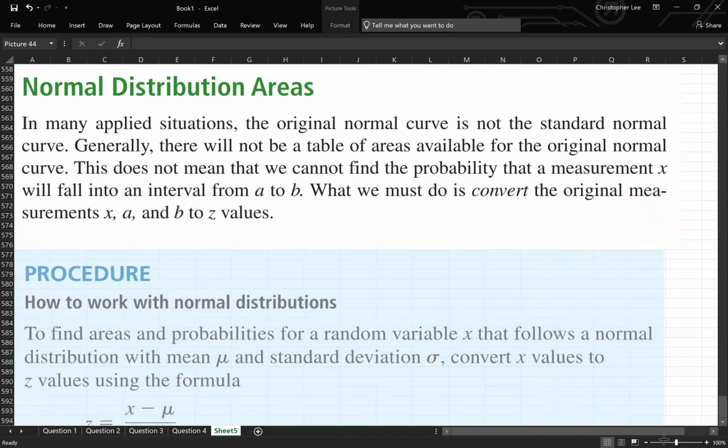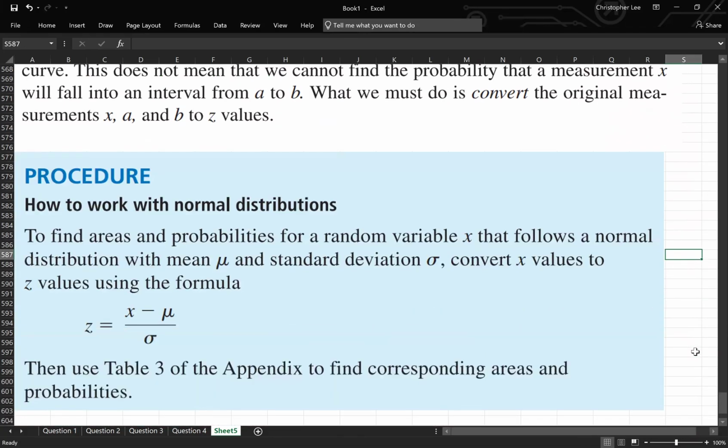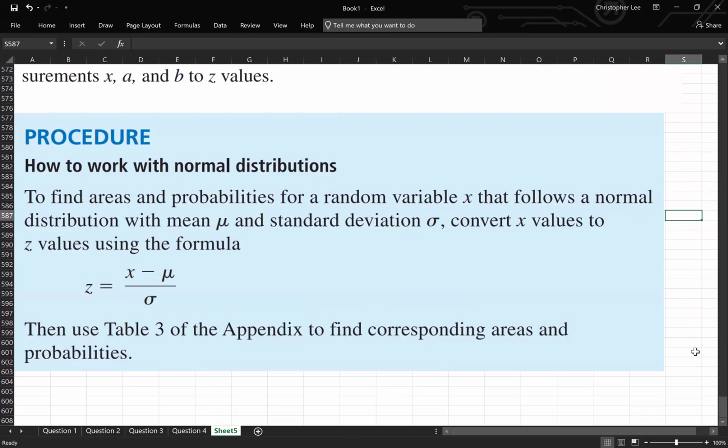Procedure. How to work with normal distributions to find areas and probabilities for a random variable X that follows a normal distribution with mean mu and standard deviation sigma. Convert the X values to Z values using the formula Z equals X minus mu over sigma, and then use a table to find the corresponding probability. That's how we've been doing this.